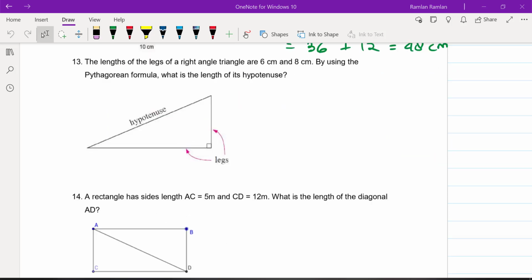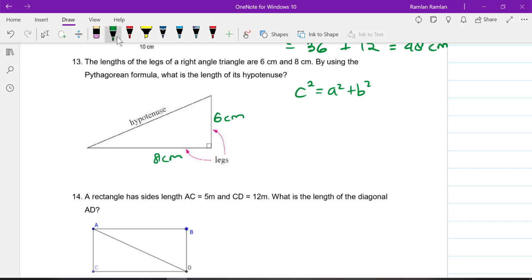Okay, number 13. The lengths of the legs of a right angle triangle are 6 centimeters and 8 centimeters. By using the Pythagorean formula, what is the length of the hypotenuse? We can just write down here, maybe this is 6 centimeters and this is 8 centimeters, and the question is, what is the length of the hypotenuse? Because it says to use the Pythagorean formula, you can write down c squared equals a squared plus b squared, which is the Pythagoras formula.